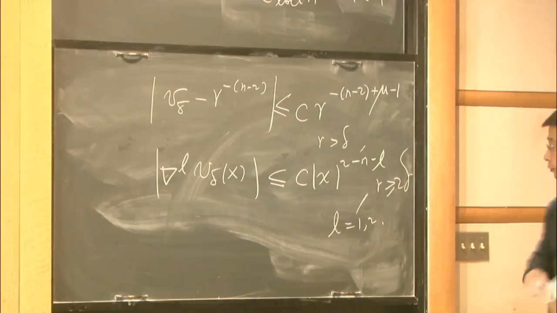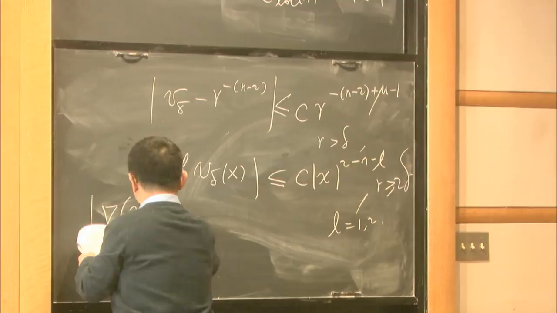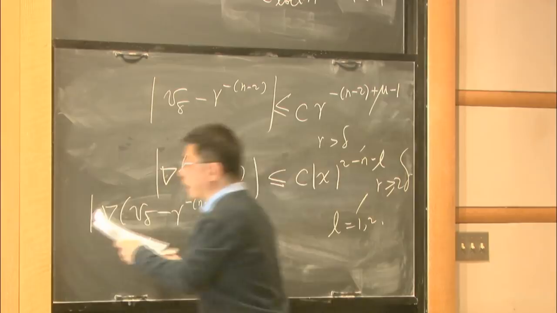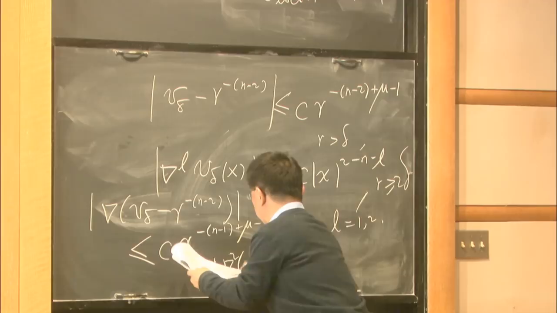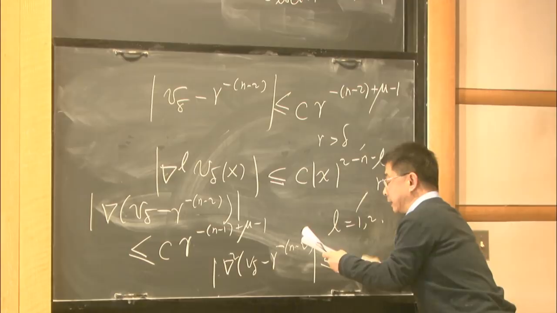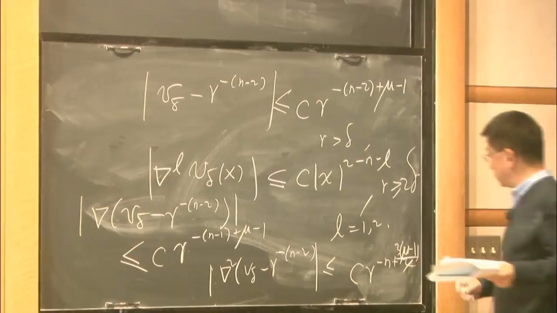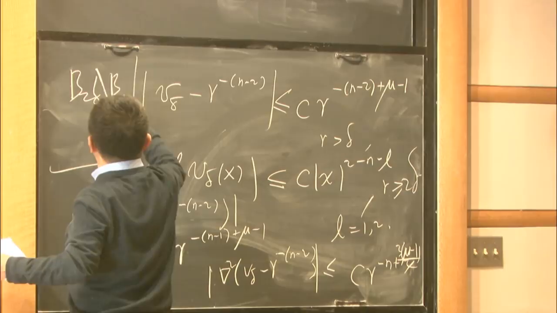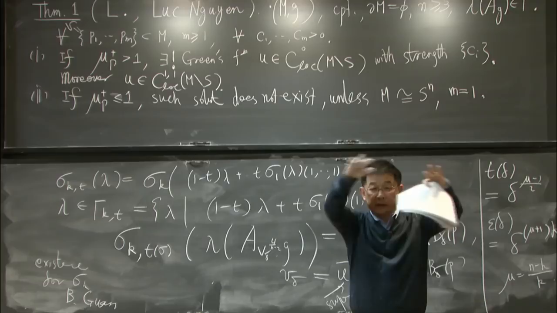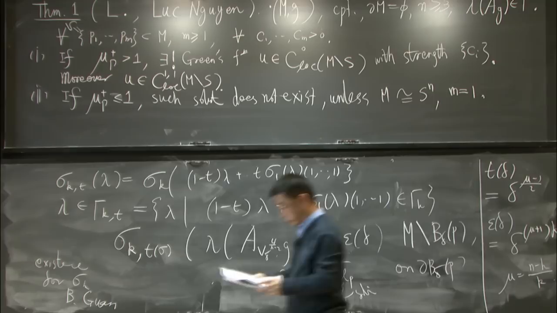We need to measure the difference. One really needs to measure how close this is to that. Then you can write, for example, something like this. You can write Hessian V delta minus that less than C R to the minus N plus mu minus 1, 3 over quarter. I think we want to get 1. We still fall short a little bit. And this estimate is OK inside B2 delta minus B delta. Once this is enough, then you cut off, and you can get your delta measure statement. So that's what one can get.